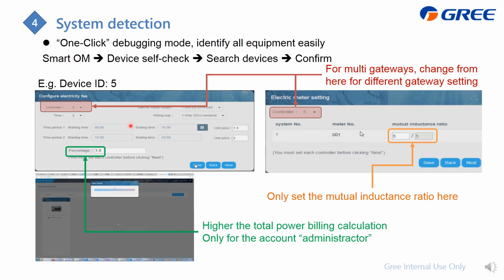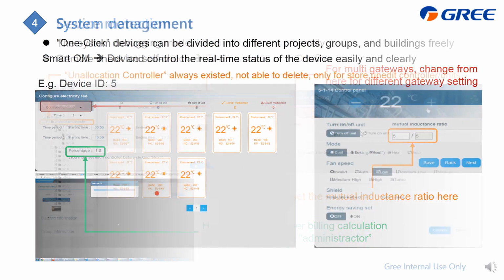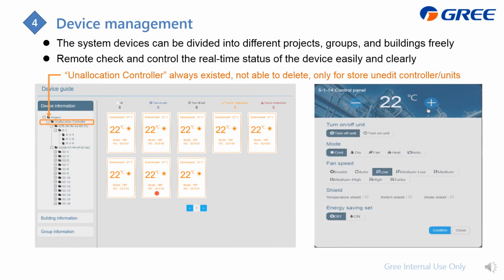And after that, the system setting is finished. So from here, you can manage or control or collect the data from the air conditioner. And here it will first display the device information. This will display all the online indoor units directly.